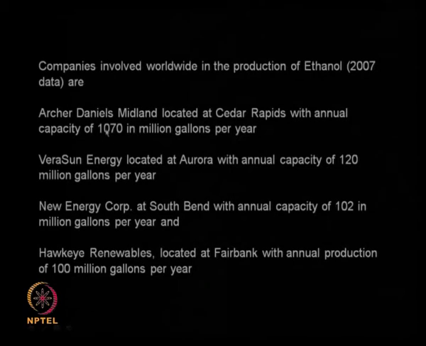So, some of the companies involved in the manufacture of ethanol, this is the 2007 data. So, you may have more companies coming into it, it just gives you an idea of what type of companies are involved. As you can see, Archer Daniels, they produce 1070 million gallons per year of ethanol. Whereas Sun Energy Systems, they are producing 120 million gallons. New Energy Corporation about 100 million gallons. Another, Hawkeye Renewables, they are producing about 100 million gallons per year. So, you are talking in terms of hundreds of millions of gallons of ethanol per year.